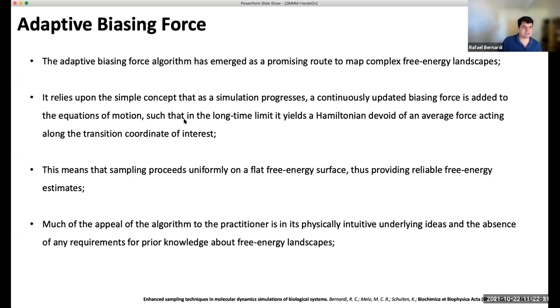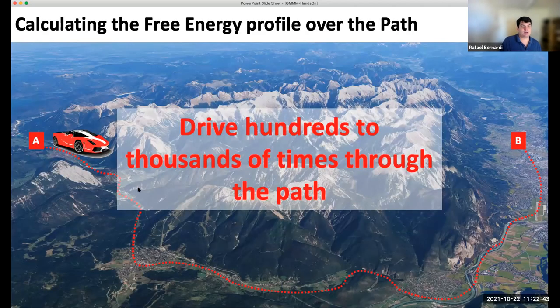Adaptive biasing force is a very powerful algorithm that allows you to not resample much the same position. So you're going to pass through the pathways as much as is possible, somewhat similar to the metadynamics method that I showed before. You're going to have to drive through this highway connecting A to B thousands of times, going back and forth so that you can make sure what the energy landscape looks like.